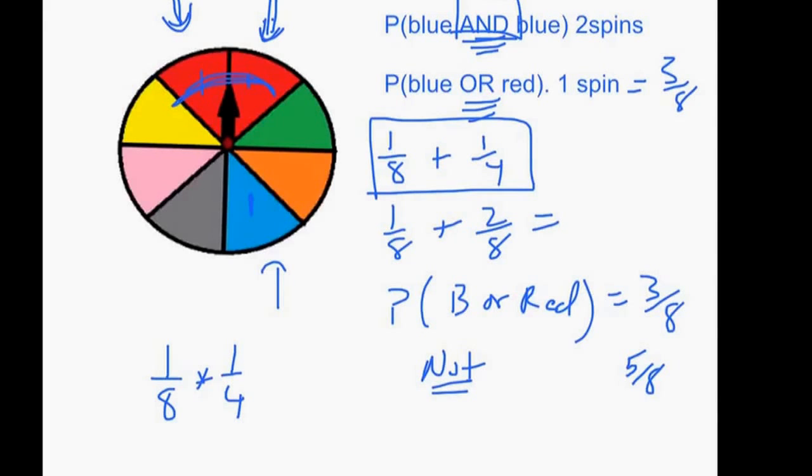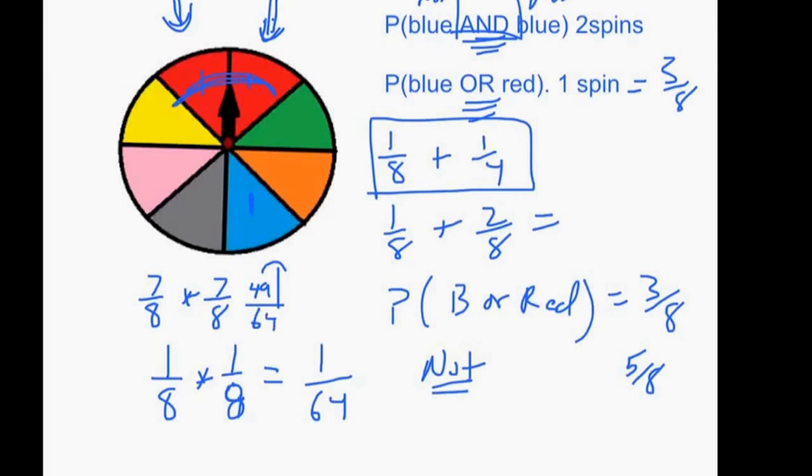So blue and blue is going to be even less likely. So blue and blue will be 1/8 of 1/8. That's going to happen only 1 out of 64 times. Whereas the probability of not getting blue 2 times in a row, so we were saying probability of not blue and not blue, would be 7/8 times 7/8, which would be 49 over 64.